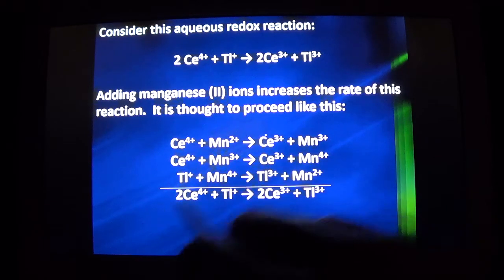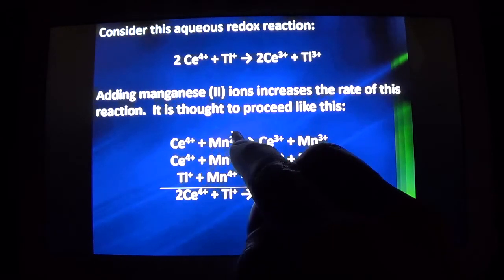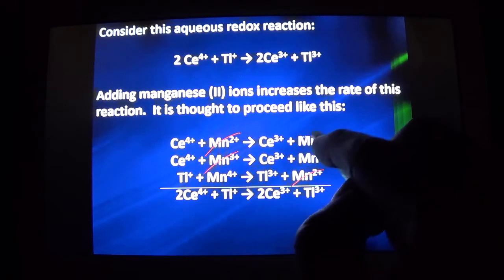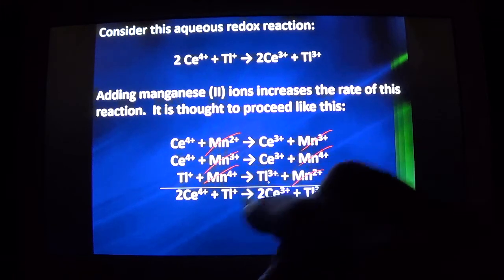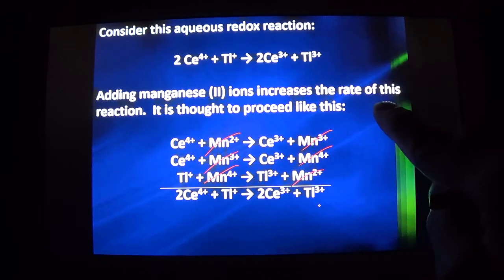Now overall, when I add up all these equations, very much like a Hess's law idea, I see an Mn2+ over there, and an Mn2+ there, and I see an Mn3+ there, and a 3+ there, and a 4+. So when I add this all up, I get that overall equation. Which brings us to the point that if we're using a catalyst, it should not be something that appears in your overall equation. That's one of our definitions of a catalyst.